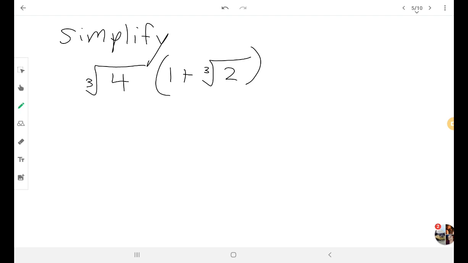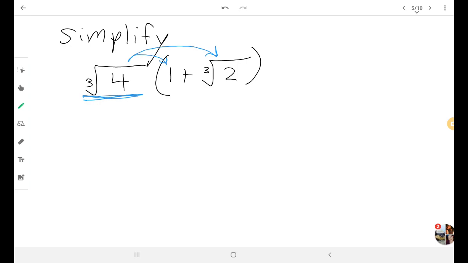And now we're going to look at how to simplify something where you have to distribute. Okay, so I've got this cube root of 4, and it's being multiplied by 1 plus the cube root of 2. And so now we're throwing addition into it. And as soon as you throw addition into it, things get a little more complicated. In this case, I need to take this and distribute it to both of these.